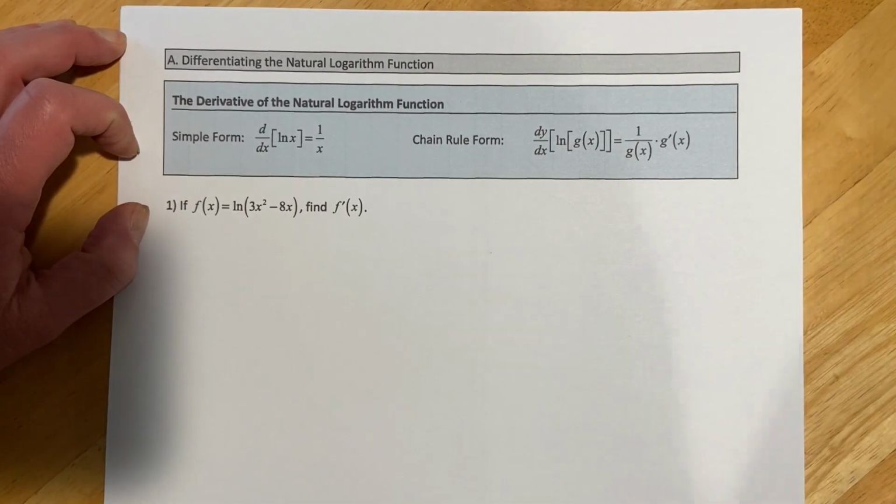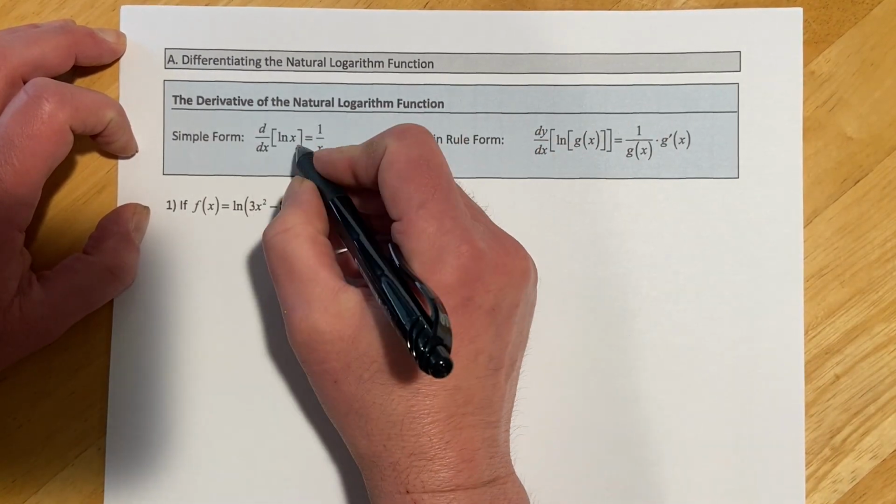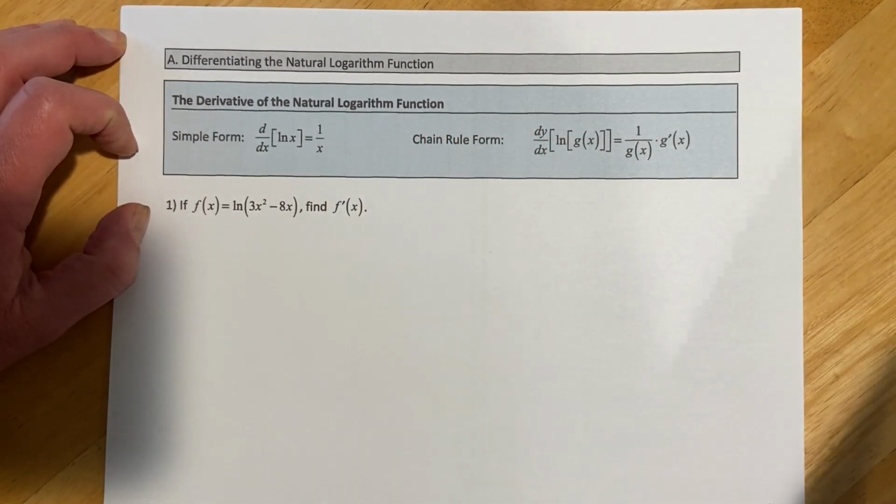And natural logs are actually super easy to take the derivative of because it's a formula. The derivative of a natural log is going to be 1 over x every time.